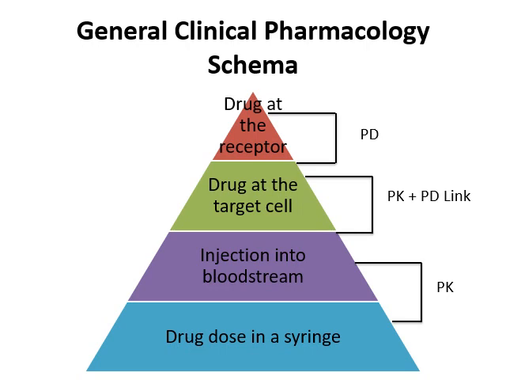Okay. Then the next part of this schema is the drug at the target cell. So you inject the medication into the body, it travels through the bloodstream to its target cell. And that is that interim phase between pharmacokinetics and pharmacodynamics, and we call that the biophase. And again, that's that link between injecting the drug and the drug exerting its effects at the target receptor, which is our final step there at the top. Drug at the receptor. So that's where you're going to see the effects of your drug. It's the effect phase of pharmacology.